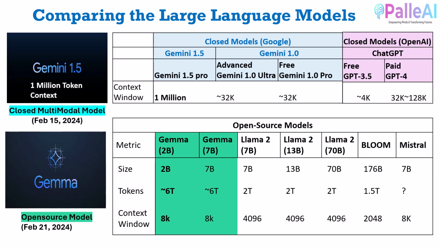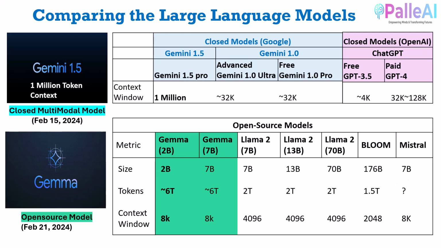So you can see how Gemma compares with other open source models like Llama 2, Bloom, or Mistral. And we can see that Gemma comes in two sizes, 2 billion and 7 billion. Most importantly, Gemma is trained on a wide variety of data sources that totals around 6 trillion tokens. This is huge, guys, compared to Llama 2, which was trained on about 2 trillion tokens. So this is amazing. Not only that, even the context window of Gemma is around 8,000 tokens compared to Llama 2, which was around 4,000 tokens. Bloom was 2,000 tokens. Mistral was around 8,000 tokens. We're not sure how many tokens Mistral was trained on, so we're not sure about that.